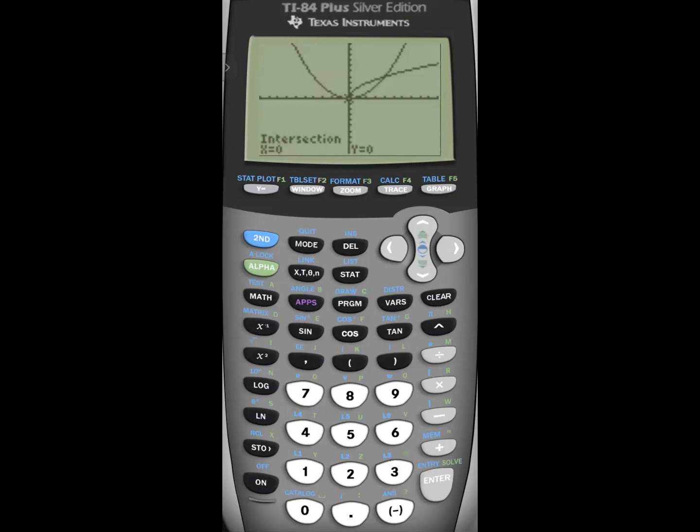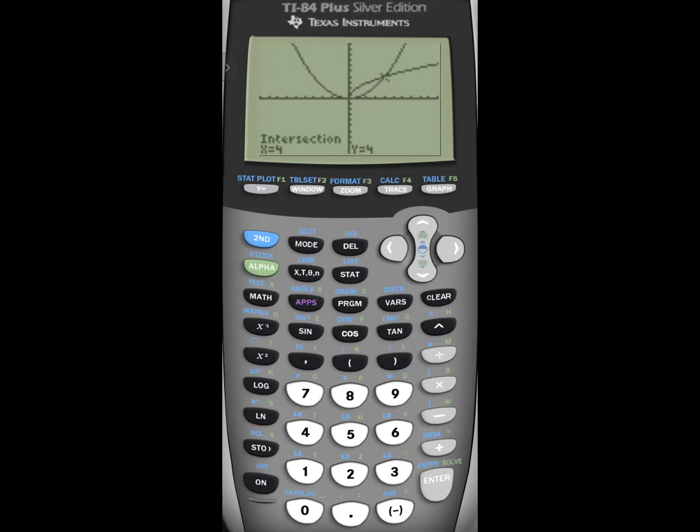And my second intersection point is, let's go ahead and find it again. We're going to hit second calc, hit 5. And then I'm going to hit enter, enter fast. And then I'm going to move my little ticker a little closer. It doesn't have to be perfect. If I hit enter, you can see it got close to it. And the intersection point there is 4, 4. Perfect.